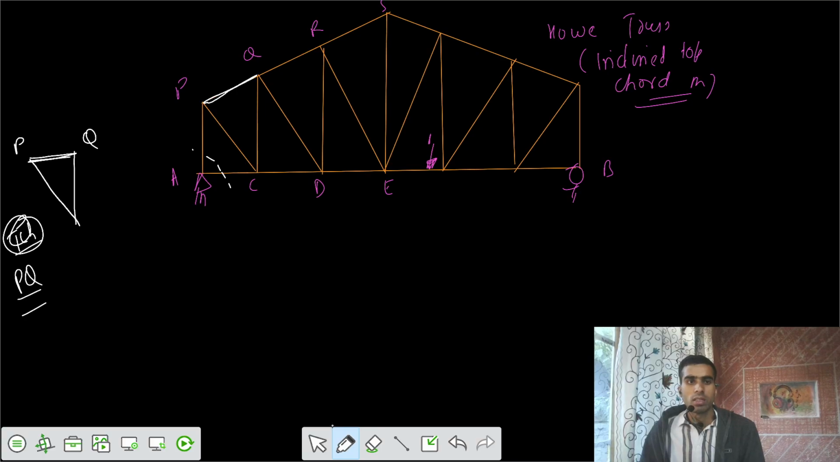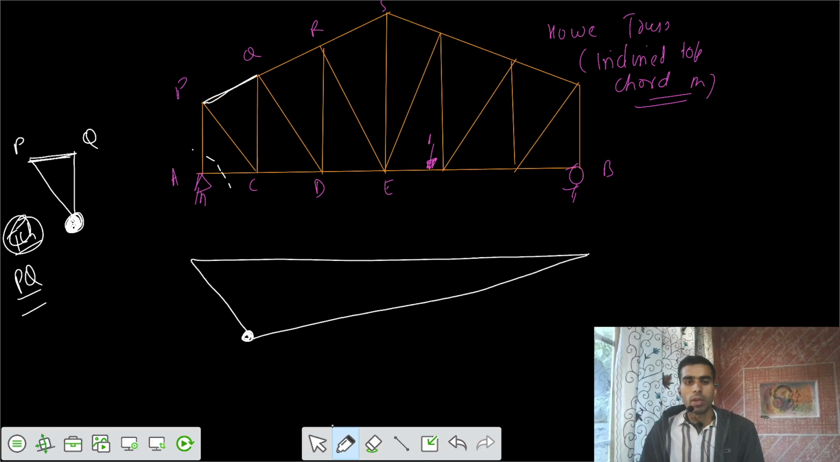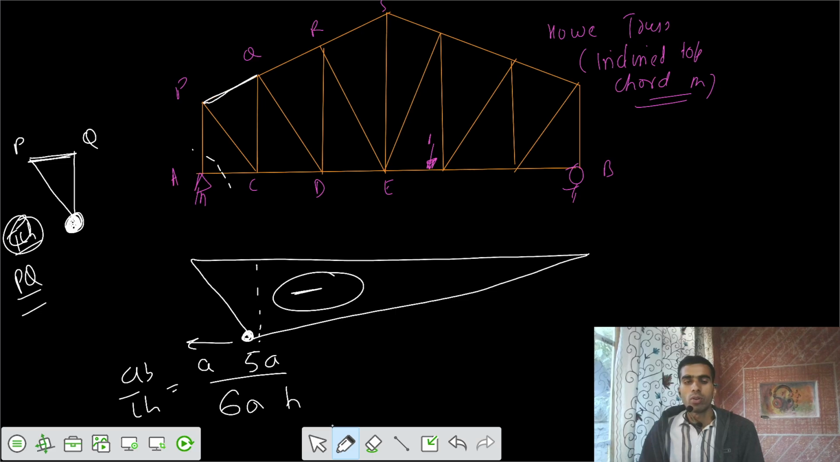I would say this is the triangle. And where is the loading applied? At the C location. That means the critical location is the point C. So what is the peak ordinate at this location C? I would say this value is a and b value is 5a, and total length is 6a, divided by h. So ab by Lh, and the top member is having negative.